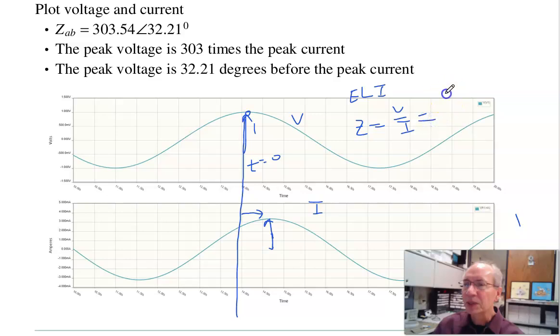So let's take that ratio, 1 at 0 degrees divided by, what is that? About 3.3 milliamps at minus 32 degrees. Take the ratio, I get 303 ohms at 32 degrees. Same thing I calculated.